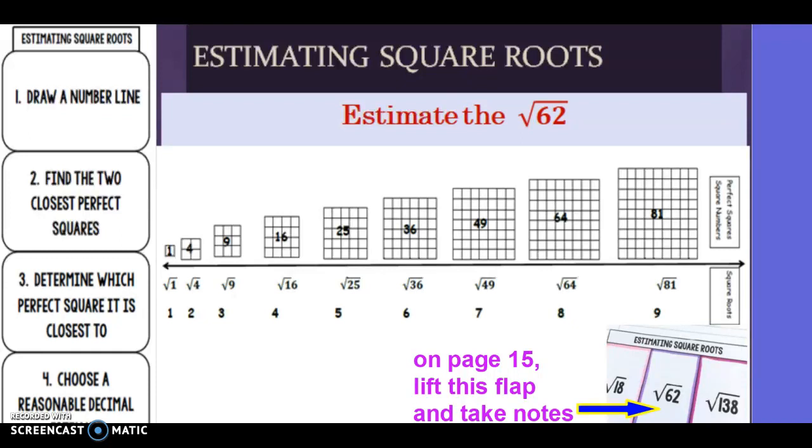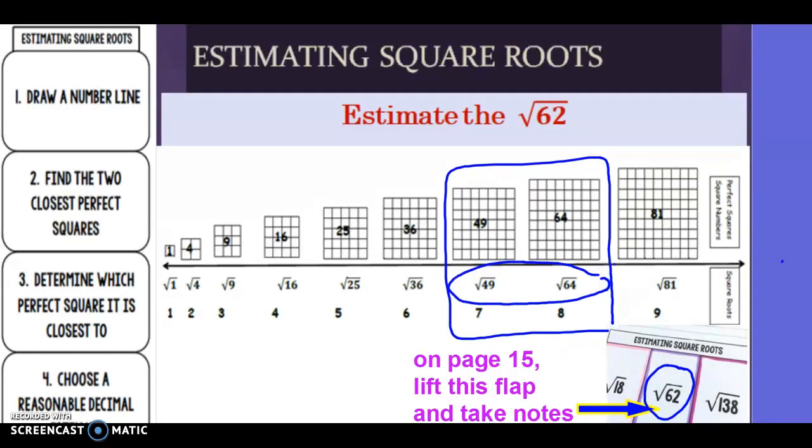All right, our next example is the square root of 62. It's located right here in the middle flap. So lift it up and let's take some notes. So step number 1, draw a number line. Well, we have our number line right here in front of us. And what we're going to look for is where would the square root of 62 fall? So you're going to see it's going to fall in between these 2 square roots here, the square root of 49 and the square root of 64. So the square root of 49 is 7. That's shown right here. The square root of 64 is 8. And the number 62 is closer to 64. So we know it's in between 7 and 8, but it's going to be closer to the 8. It's only 2 spaces away.